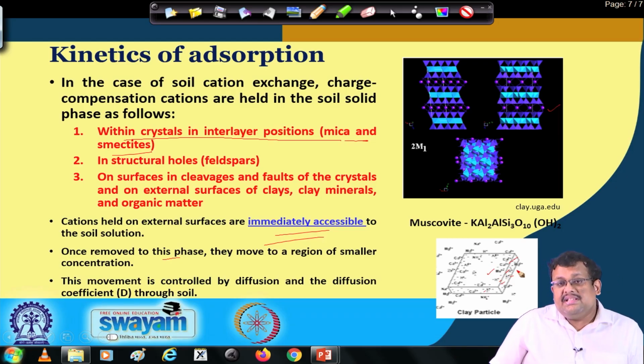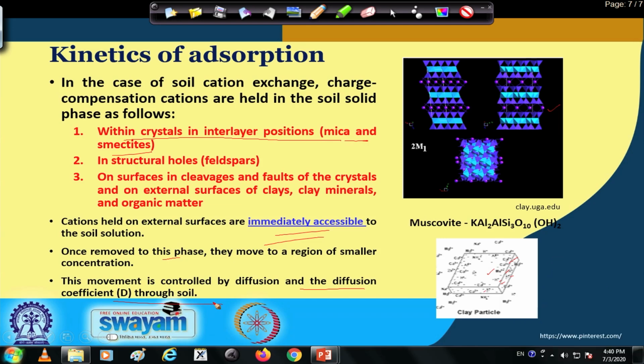concentration. Obviously, they tend to diffuse away from the surface of the clay particle to maintain equilibrium. And finally, the movement is controlled by the diffusion and the diffusion coefficient through the soil, which we will discuss in our coming slides. So, what have we learned from this slide?